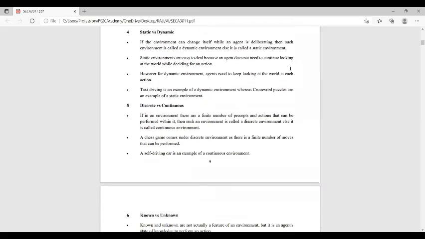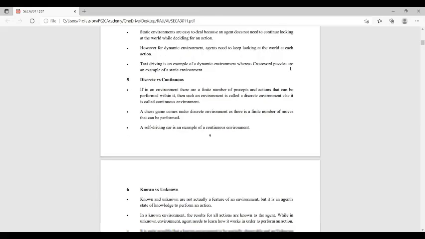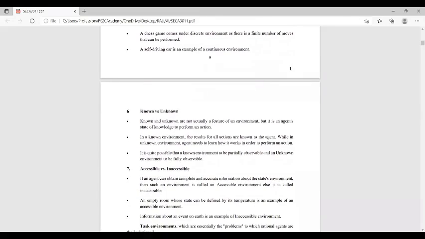Discrete and continuous environments: if there is a finite number of percepts and actions that can be performed within it, then it is a discrete environment. We can count the number of percepts and actions that can be done in the environment. Then it is called a discrete environment. Whereas continuous is just the opposite of discrete. Chess is an example of a discrete environment. A self-driving car is an example of a continuous environment.